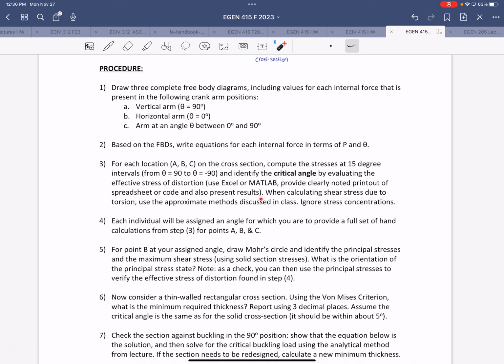And it says when calculating shear stress due to torsion, use the approximate methods discussed in class. So for the solid section, that would be using that table that has the K1 and K2 values, right? And for the hollow section, that would be applying the thin-walled closed tube section, right?